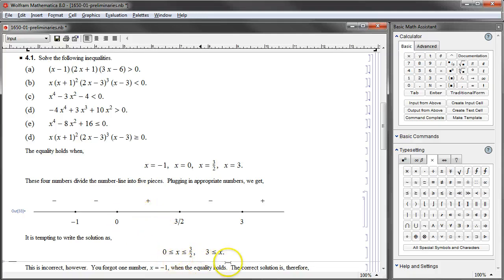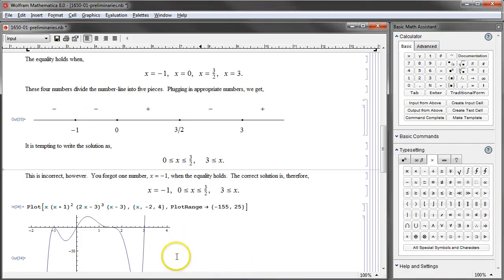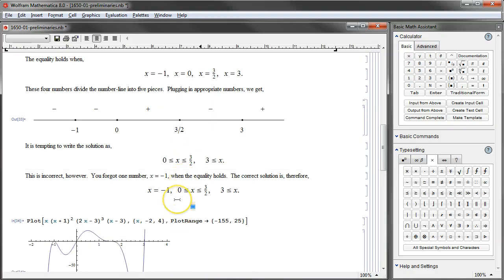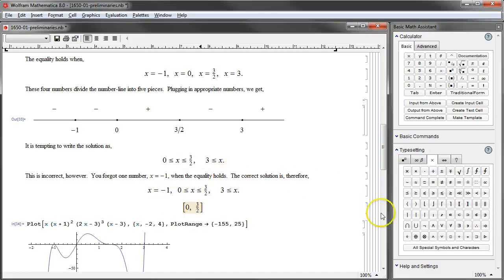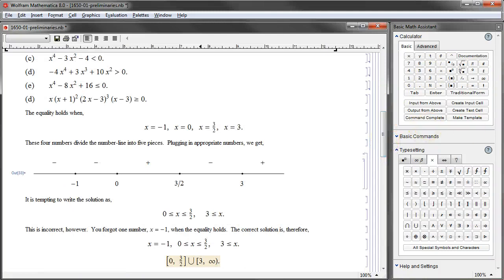So getting all those positive, let me write down the solution here. 0 to 3 halves, and then union 3 to infinity. And it looks like this is the solution set, but be careful now. 0 to 3 halves, okay, closed interval because 0 and 3 halves are included. And 3 to infinity, that's okay too. X equal to 3 is allowed because we have equality.